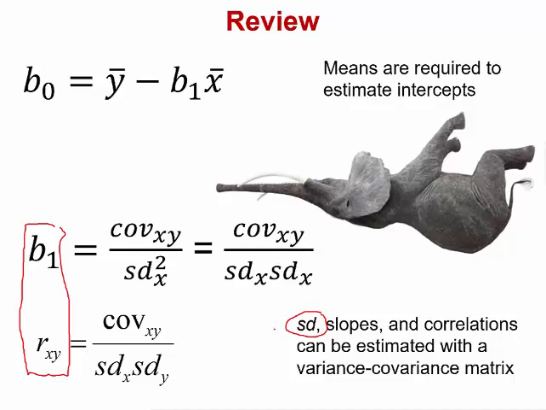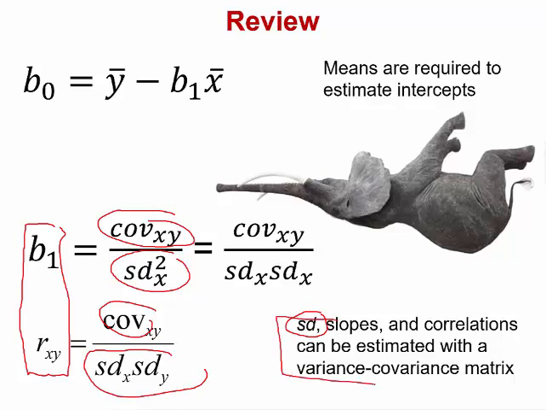And if we have standard deviations and variances and covariances from our variance covariance matrix, we can calculate our slope. We get our covariance and our variance, and our covariance divided by the product of our 2 standard deviations. We can get all that information simply from a variance covariance matrix. So if I have a variance covariance matrix, I could calculate my slope and I could calculate my correlation.